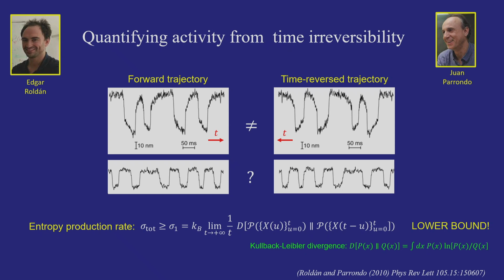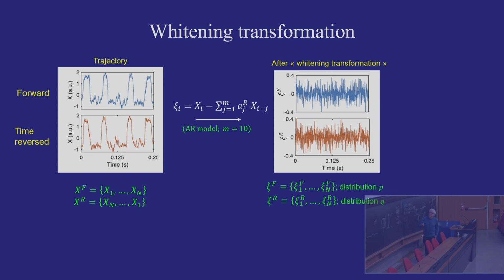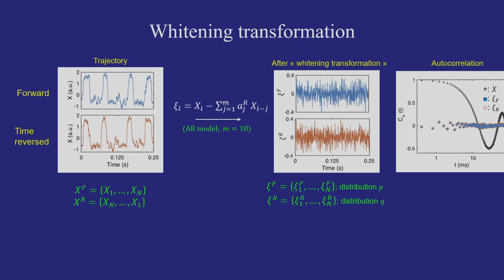The one-to-one map that we used transformed the original variable x and its time reverse into white noise. The new variables will be called xi. I won't give too much detail, but this is done by using an autoregressive model to subtract from each measured position at time i a forecast given by the 10 preceding positions. When we do so, we can get rid of correlations in the signals, as demonstrated here on the right, where we have the autocorrelation of the signals. Before transformation, you see this nice oscillation. And as I told you, it dampens over about 2 cycles.